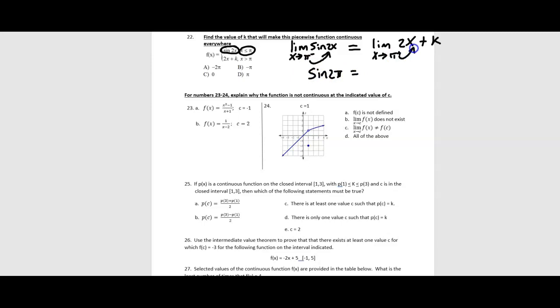I'm going to plug in my pi to this function. And then we're going to solve for k. Now sine of 2 pi is 0. And if I want to solve for k, I just need to subtract the 2 pi on both sides. And there's my k value. So k would have to be negative 2 pi.